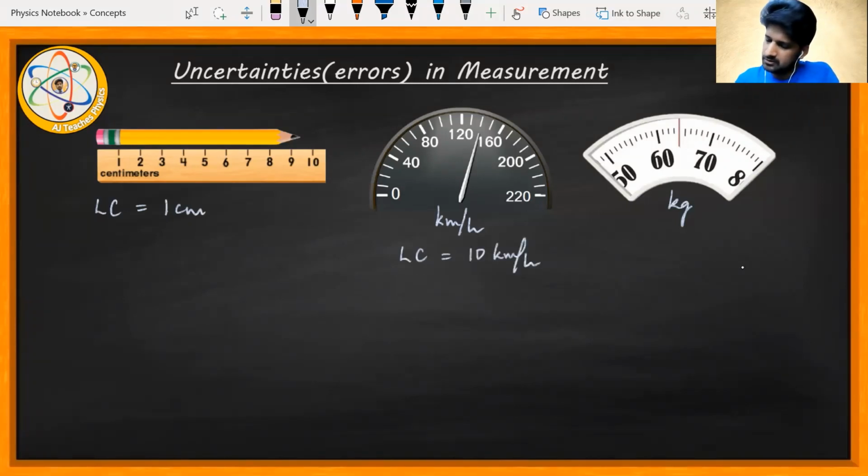And the third one, the weighing scale, the markings on it, if you observe, you can see 50, 51, 52, and so on, up to 60, increasing up to 70, 80, and so on. So each marking there indicates 1 kilogram. So the least count of that weighing scale is 1 kilogram.